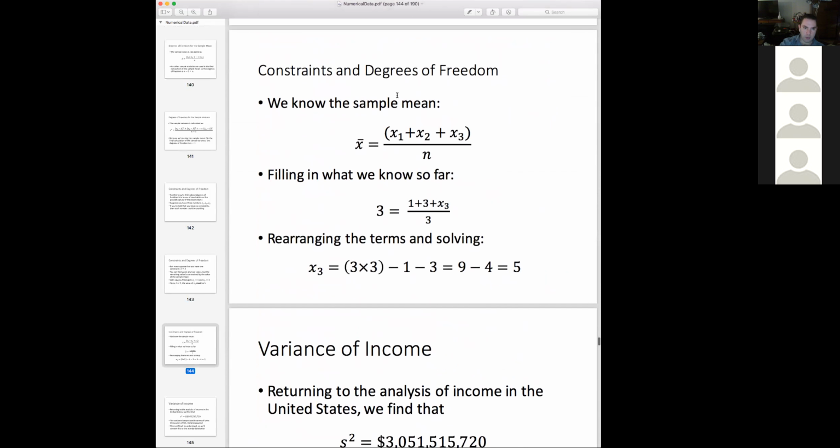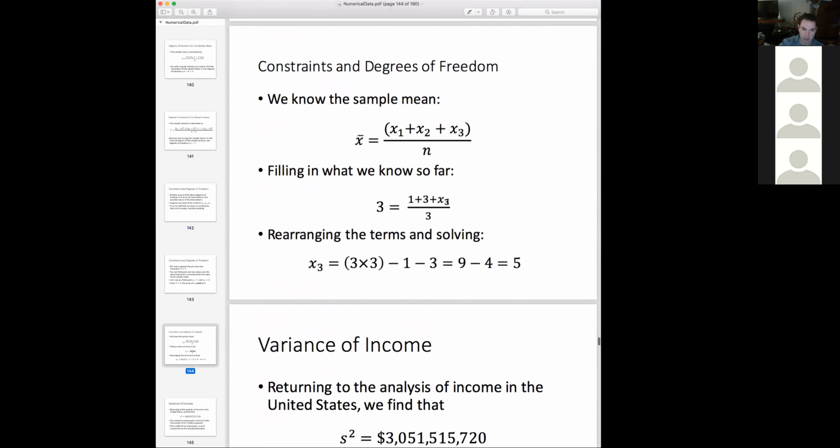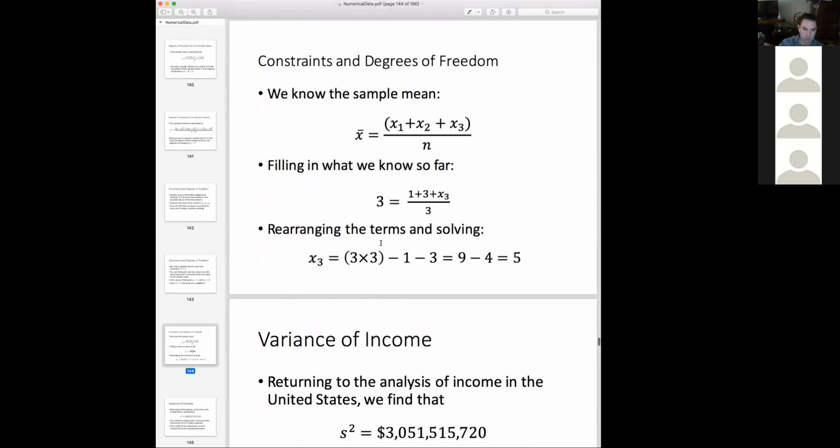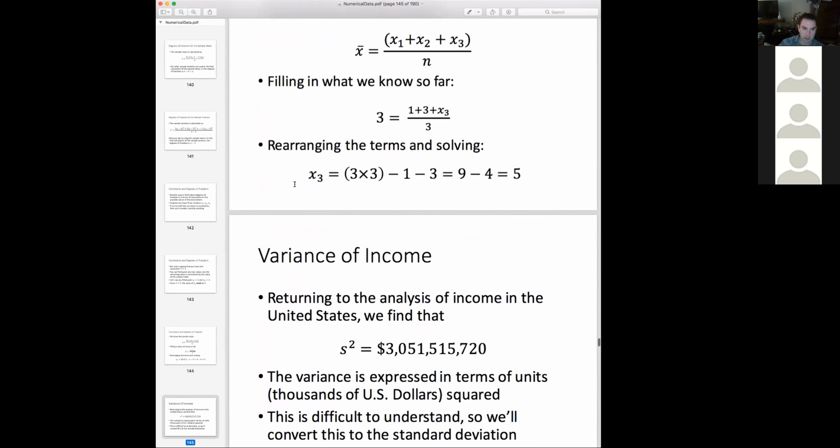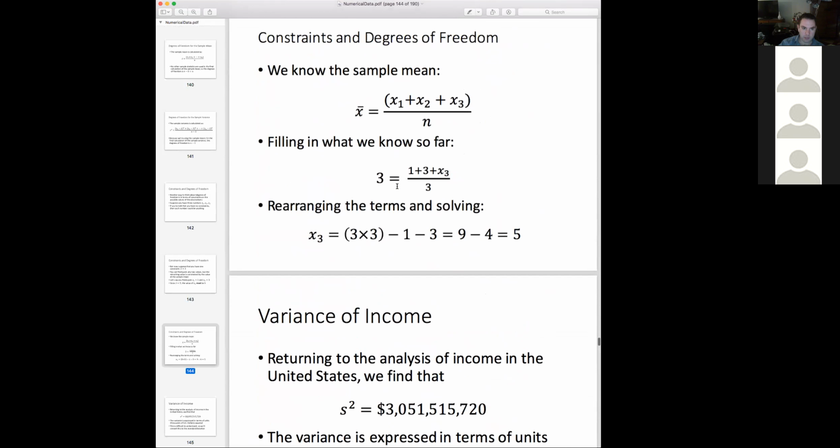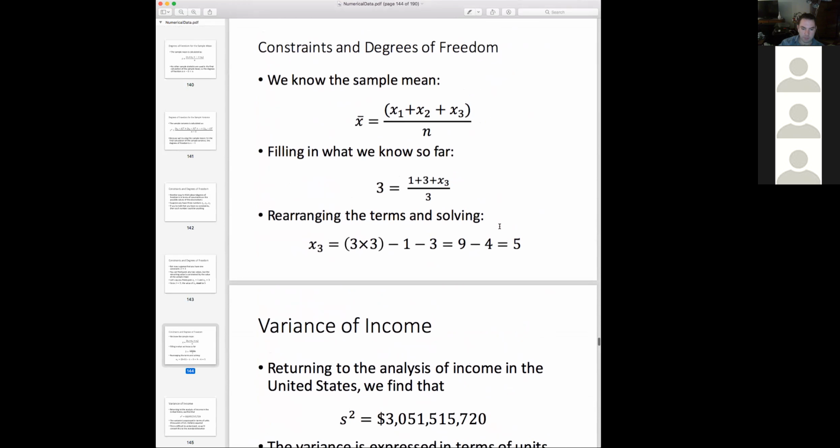So it's saying that we know the sample mean and we can fill this in for the information we know, and then we can rearrange and solve for that here. So it's giving you an example of why we have to use degrees of freedom.